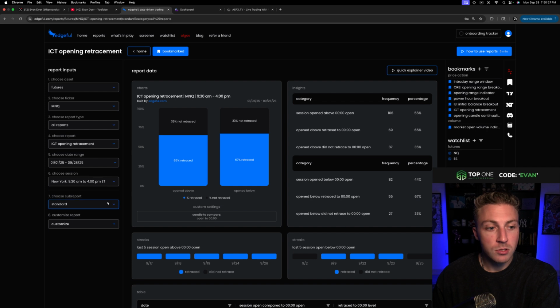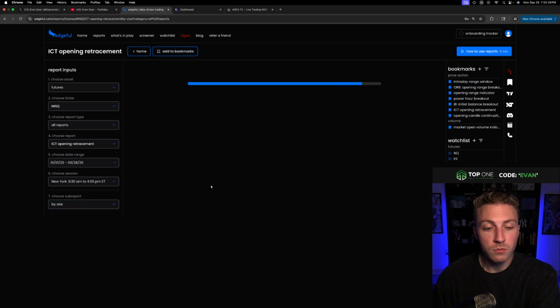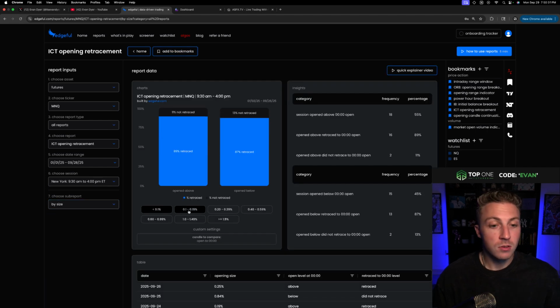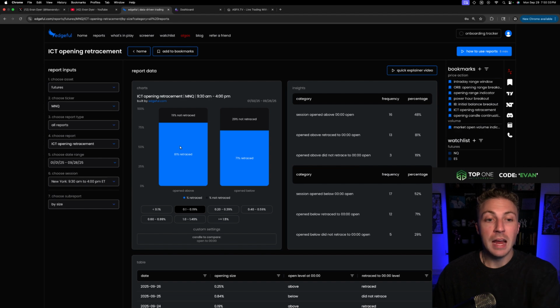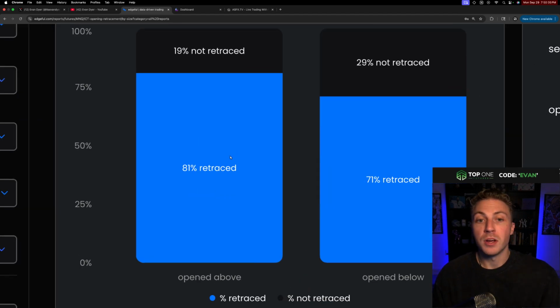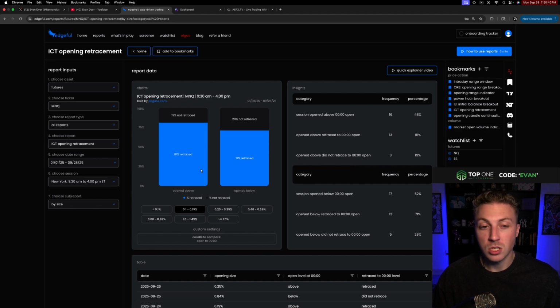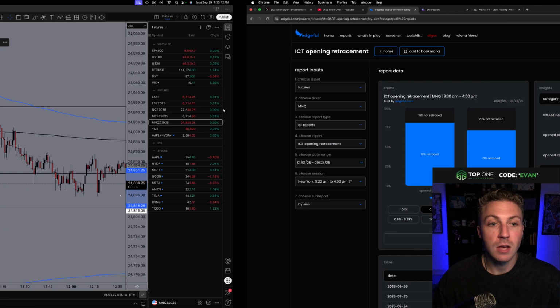And like I said, we're going to filter this by size of 0.14. You can see when we open above it of 0.14 like we did, 81% of the time it wants to retrace down to that price again. So the fact that we open above it pretty small, only 36 points, 81% of the time it wants to move back down to get that.